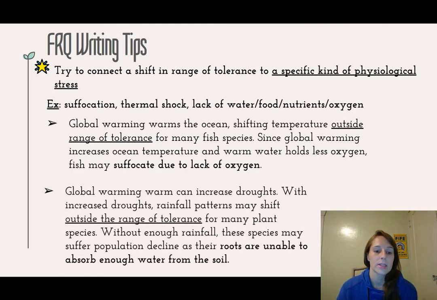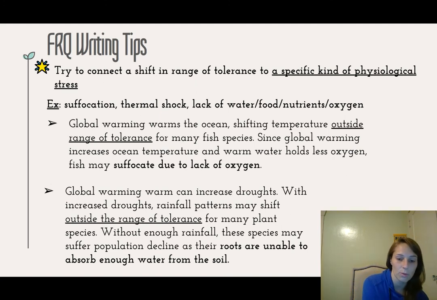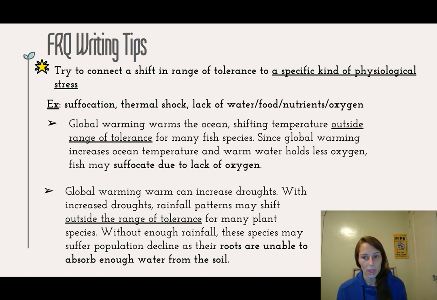So this is another example. Sorry, I forgot that I gave two examples. And this second example would be like global warming can increase droughts. And with increased droughts, rainfall patterns may shift outside the range of tolerance for many plant species. Without enough rainfall, these species may suffer population decline as their roots are unable to absorb enough water from the soil. So again, if you are given an explain prompt, this would be a beautiful step-by-step three-sentence explanation.